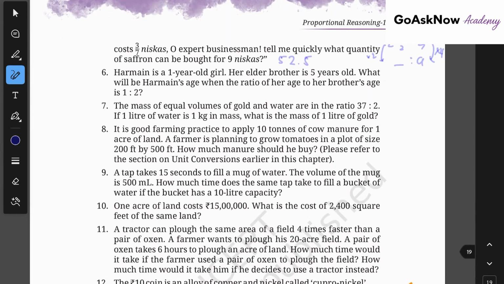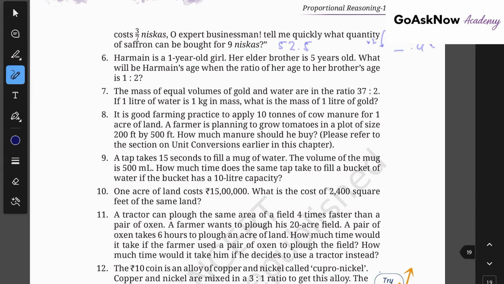Question 6. Harmain is a 1-year-old girl. Her brother is 5 years old. What will be Harmain's age when the ratio of her age to her brother's age is 1:2? This question can only have one answer. Since Harmain is 1 year old and her brother is 5 years old, the difference in age is always 4 years.